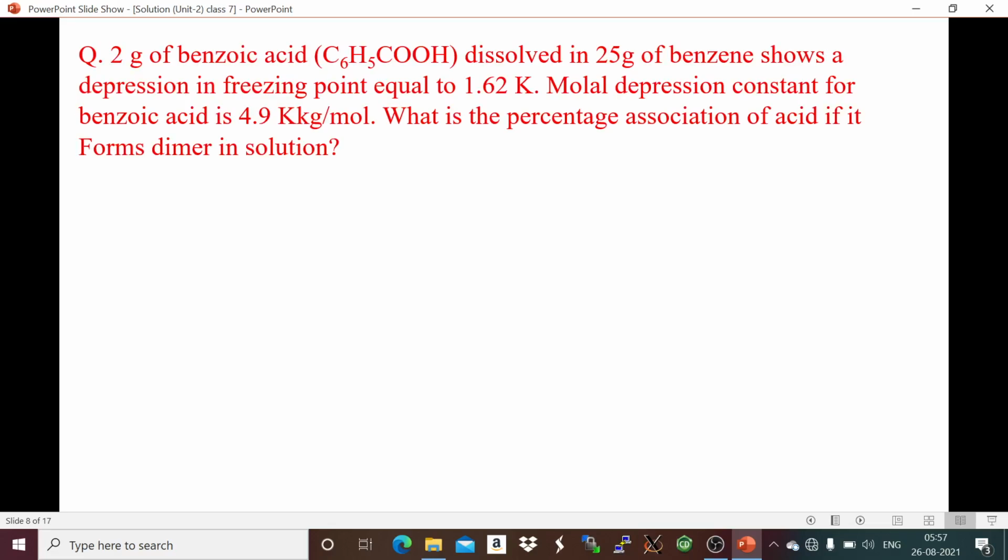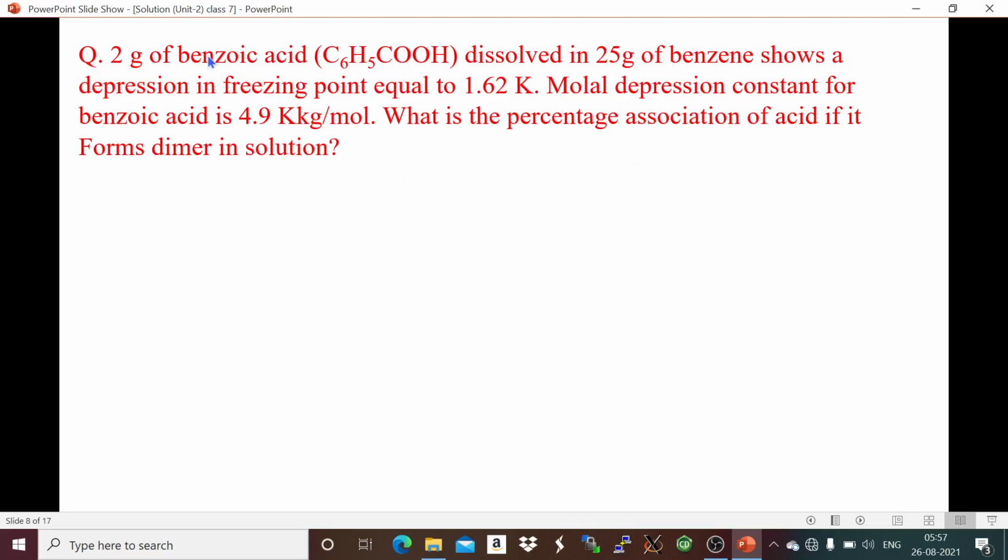So let us try this one. 2 gram of benzoic acid dissolved in 25 gram of benzene shows a depression in freezing point equal to 1.62 Kelvin. Molar depression constant is 4.9. So we have to calculate the percentage of association.